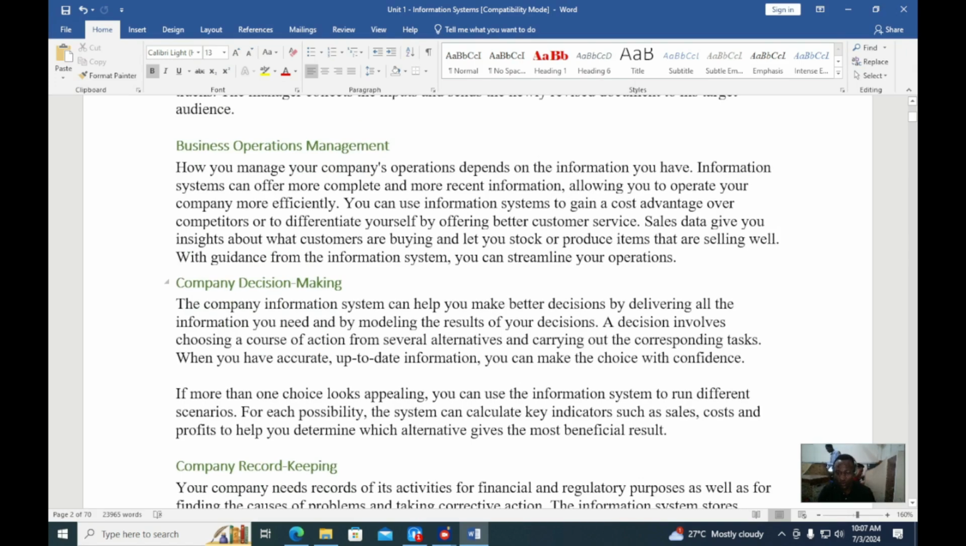So when you go to business operations, the management of a business or a company is dependent on the information that you actually have. How informed are you? How much information do you have? Because that information is going to inform the decision that you make as you manage your company. So the operations of your company are going to be dependent on the information you have. So information systems can give us more complete, more efficient, more recent information.